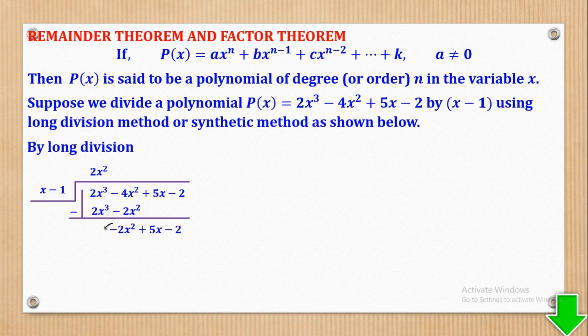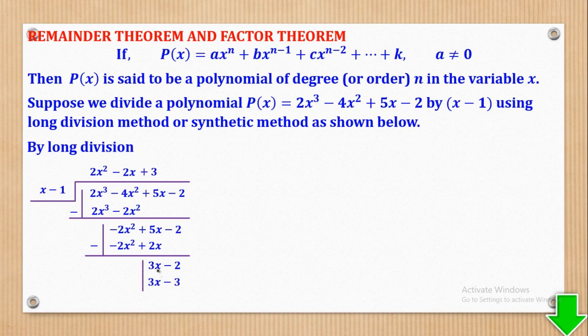Then still I'll say this highest degree here divided by this one to come up with negative 2x. Then repeat the procedure. Negative 2x throughout the divisor gives you this line. Then subtract the two, you'll be able to come up with this line. Then still this one divide by this one, you'll come up with positive 3. Then positive 3 multiplied throughout this gives you this.